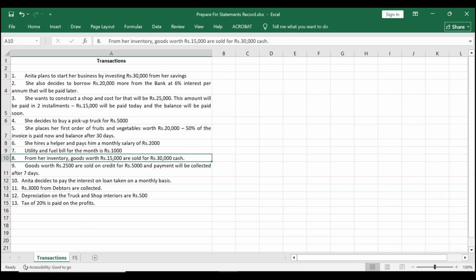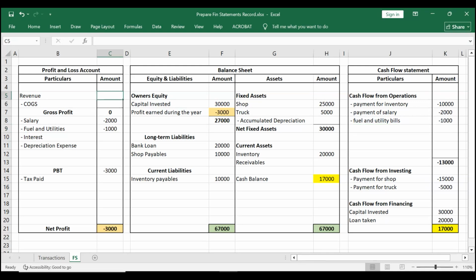From our inventory, goods worth 15,000 are sold for 30,000 cash. So let us record the revenue or the sales first, equal to 30,000. These are cash sales, so it's a part of operating activity. I'll write over here cash sales 30,000. From the inventory, we are selling goods worth 15,000. So we'll go to inventory, we'll do a double click and we'll type minus 15,000. So now we have 5,000 worth of inventory remaining. Inventory sold is a part of COGS, so equal to minus 15,000. So the balance sheet is tallying after posting these transactions.